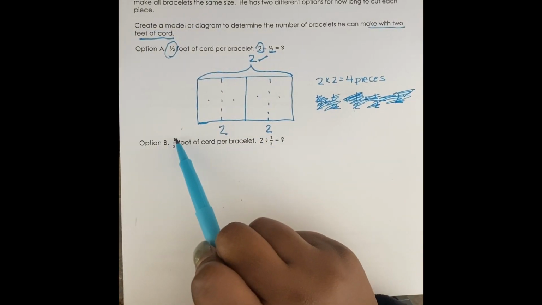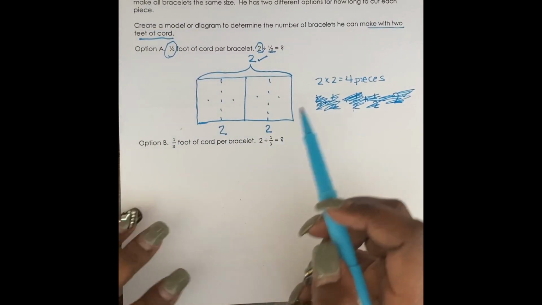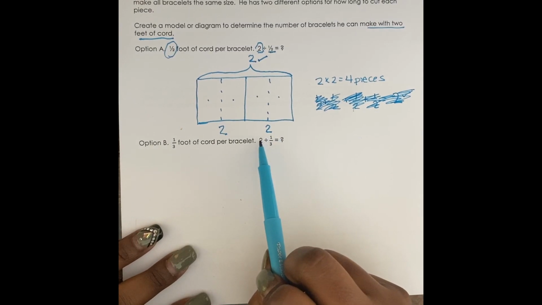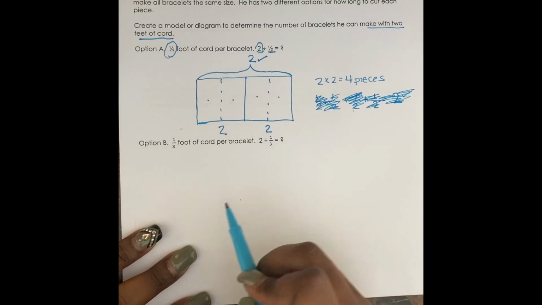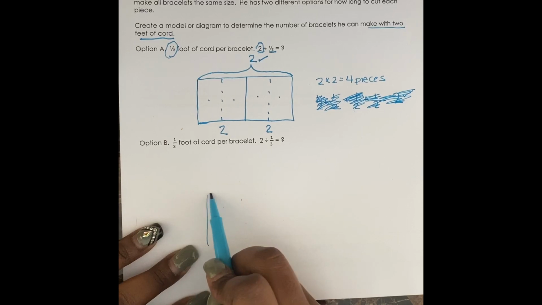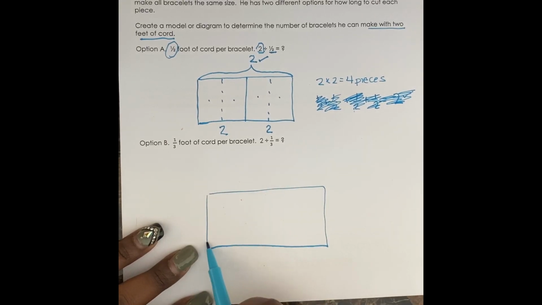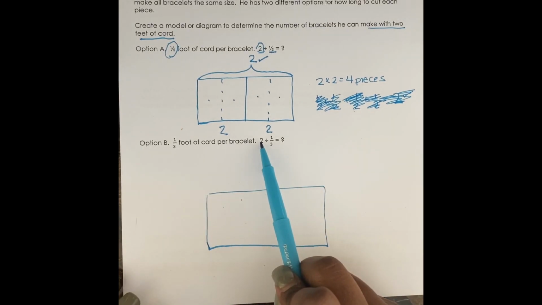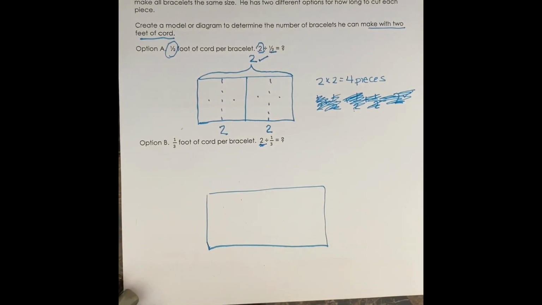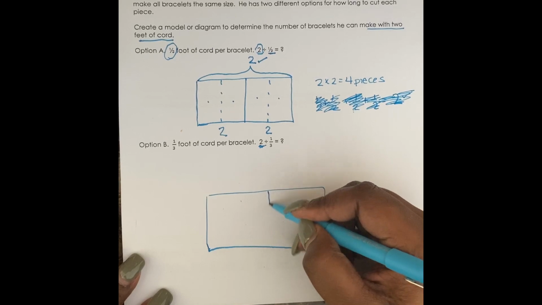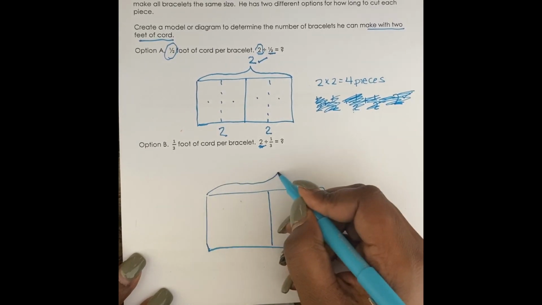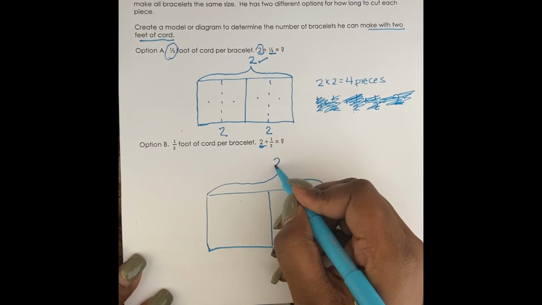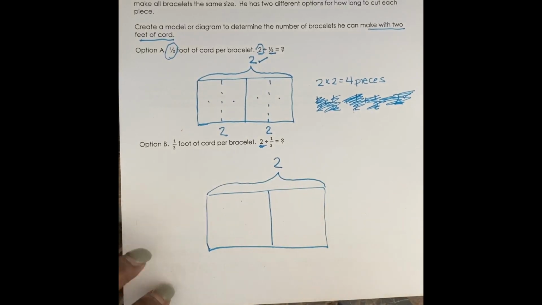Option B says 1/3 foot of cord per bracelet, giving us our expression as 2 divided by 1/3. So we are going to draw a model again. This time, just similar to last time, we are going to split up our model into our dividend, the number that represents our dividend. So in this case, it's 2. We're going to split our model into 2 and label. Our dividend is represented here as the whole number 2.